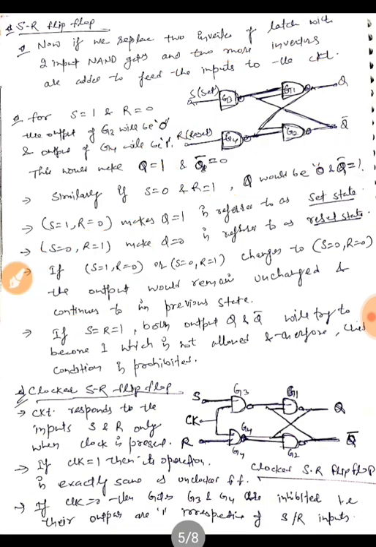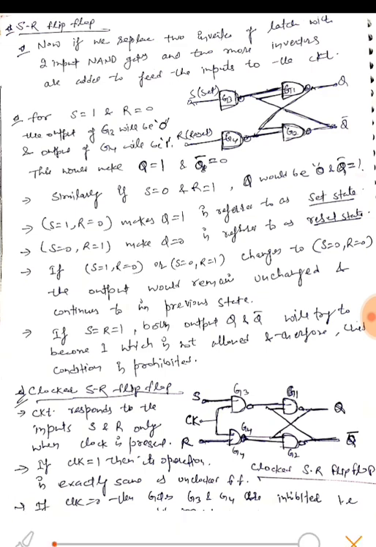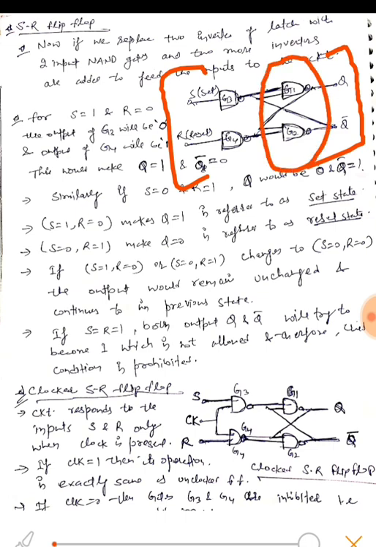So this is an SR latch or SR flip-flop we have implemented using NAND gates. In the latch we have only two inverters. Now in the SR flip-flop we have used two extra NAND gates. So the circuit will look like this. These are the two input NAND gates and these are the inverters.